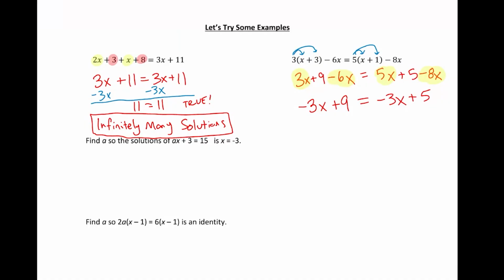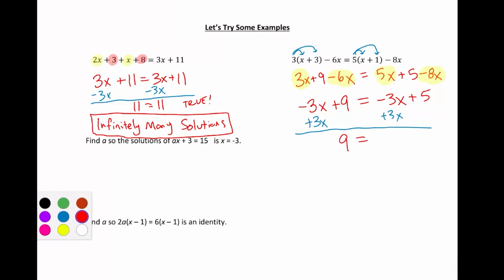And so once you get to a point where you can recognize that right away, you can kind of stop there. But just like on the last one, I'm going to show you what happens if you keep going. If I add 3x to both sides, all those variables are going to drop out, and I'll be left with this obviously false statement of 9 equals 5. That is not true, never true. Okay, if it's never true, then there are no solutions. This is a contradiction.